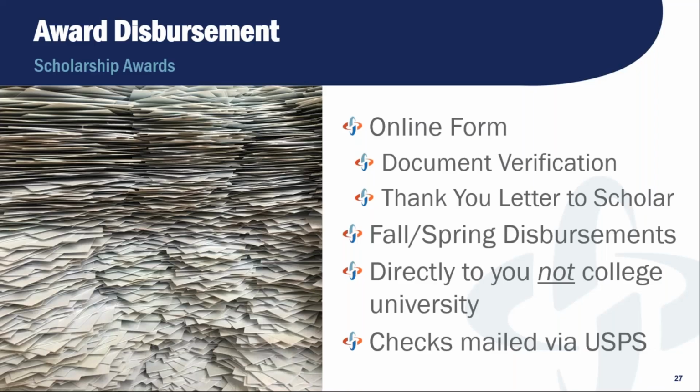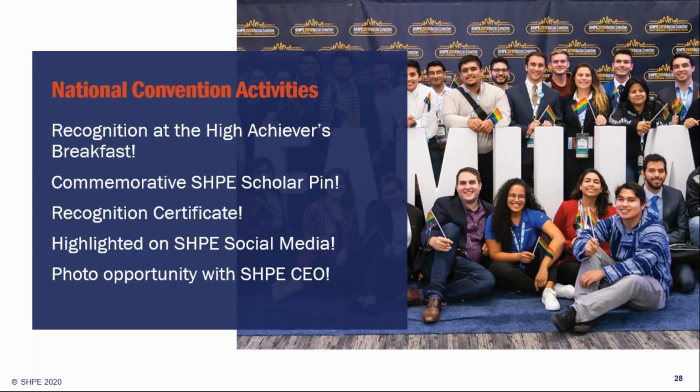If you have a specific question about the National Convention, please submit it. But the National Convention is October 28th. Information's online already, by the way. If you just Google SHPE National Convention 2020, our website will come up. National Convention happens October 28th. It's going to be in Denver, Colorado this year. We're really excited about it.